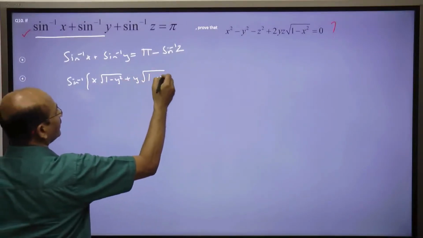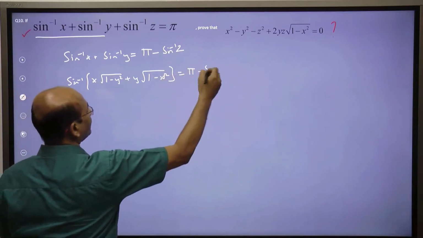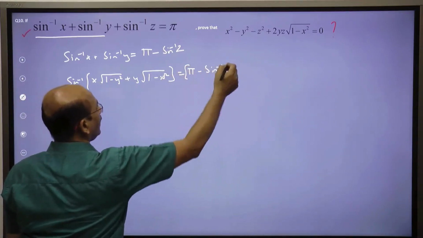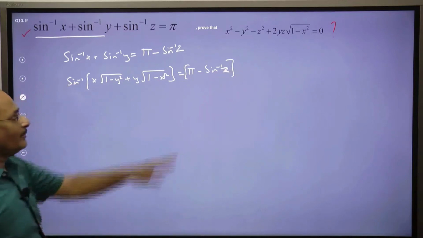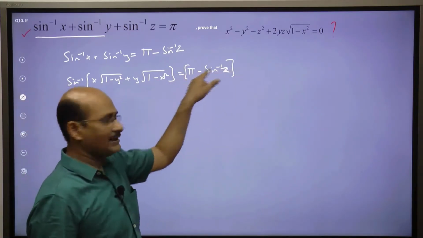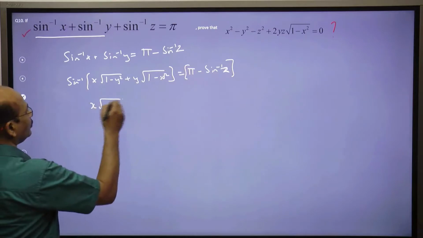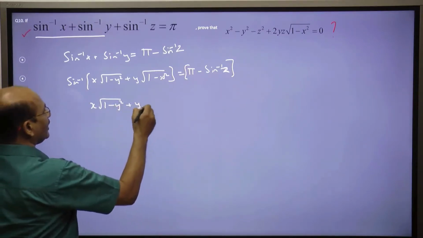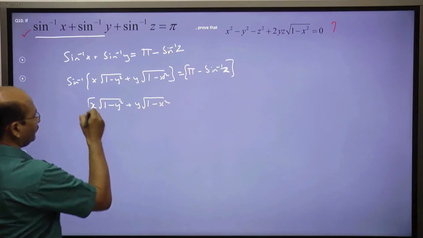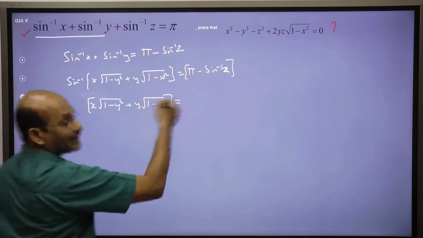Now sine inverse x plus sine inverse y, I can say this is nothing but sine inverse of x root 1 minus y square plus y root 1 minus x square is equal to pi minus sine inverse z. I want to remind you, remember any inverse ratio is an angle, so it is pi minus theta. Can I take the sine on this side? Yes, I can take it. So what happens now? x root of 1 minus y square plus y root 1 minus x square is equal to, sine goes to this side, understanding or not?